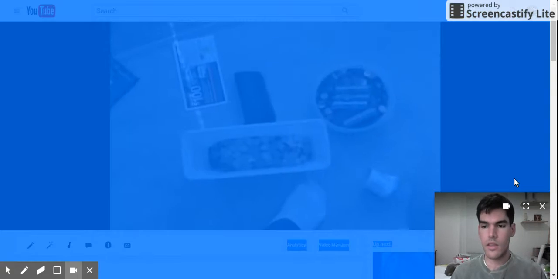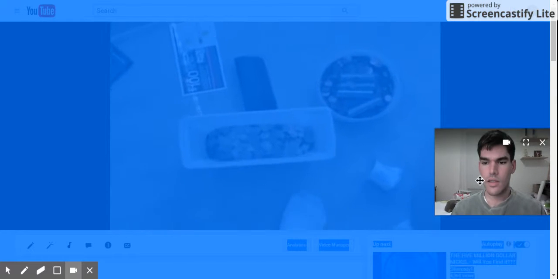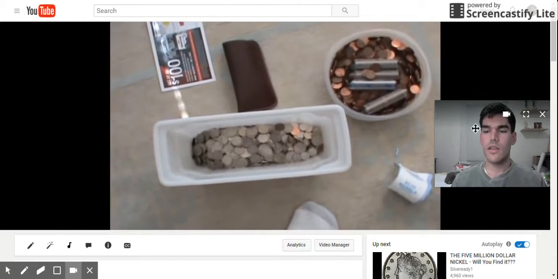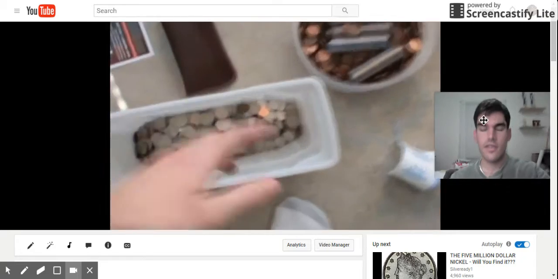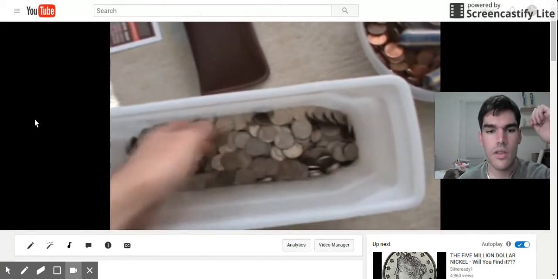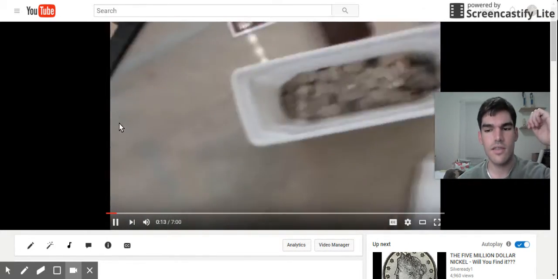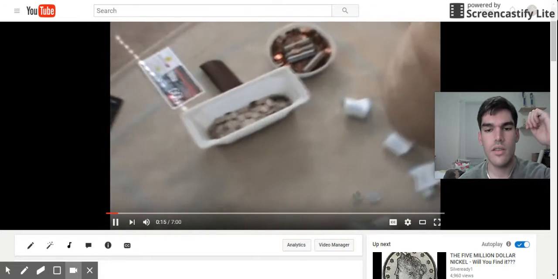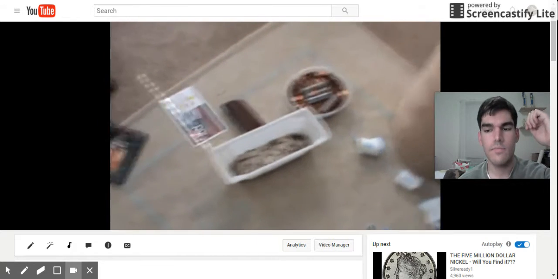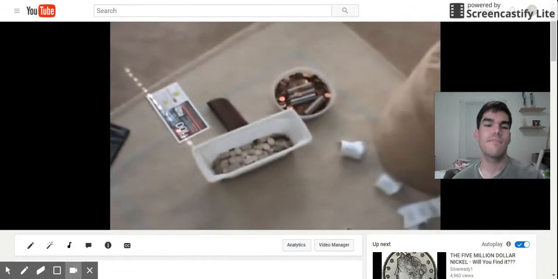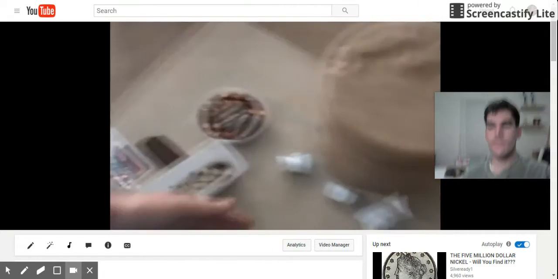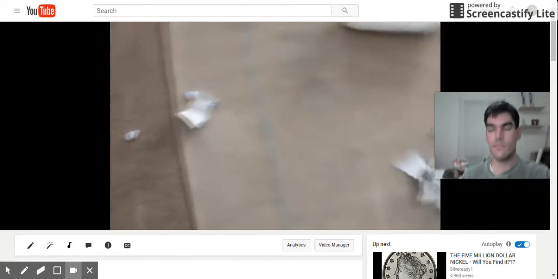Okay. Hi, it's Kyle and his coin collecting again. I went bankroll searching today. This right here is what I opened up from $24 worth of nickels. That would be 12 rolls of nickels. Here are some of the wrappers.